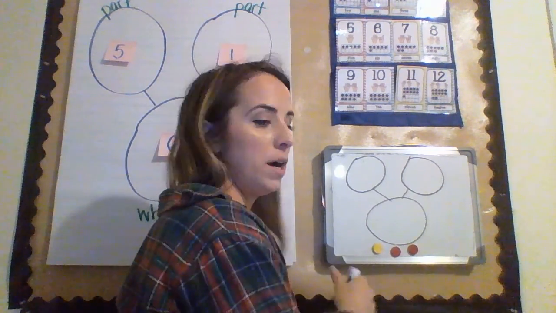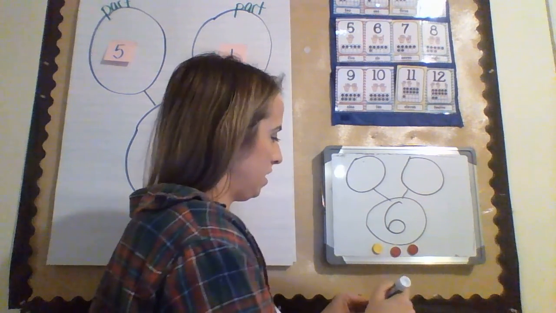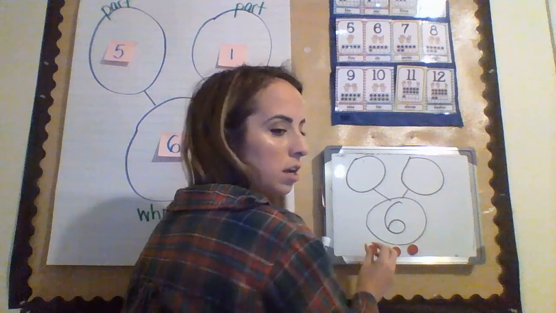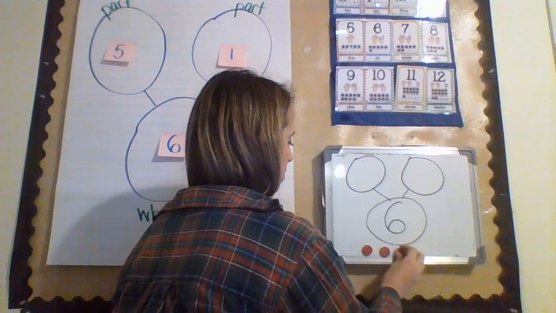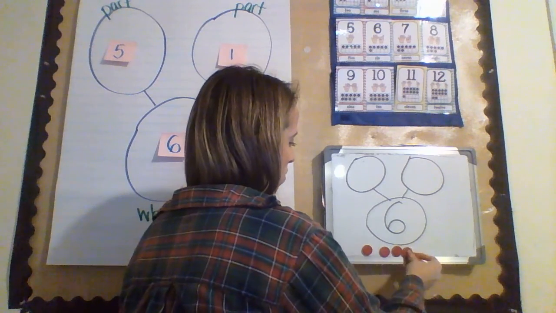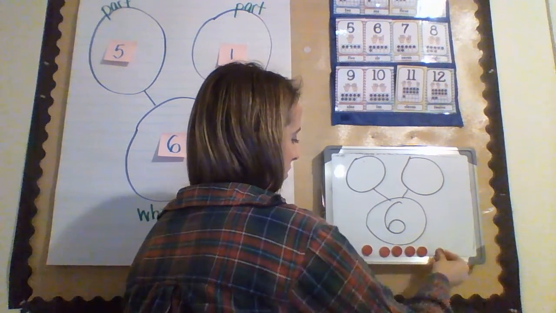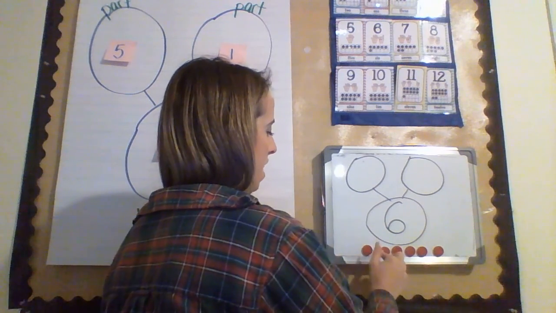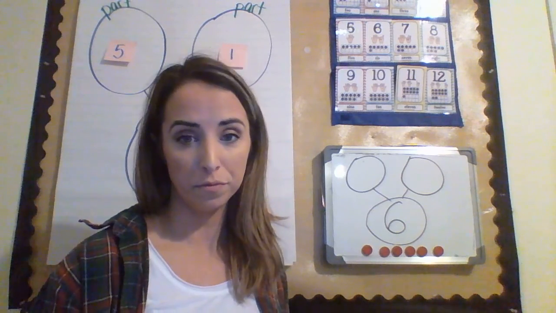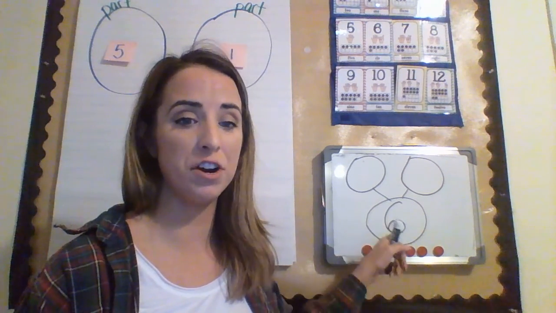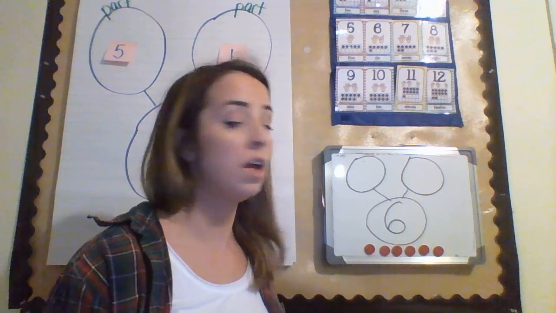Alright, your next number is going to be the number 6. So you need to add 3 more counters to the bottom, so it is 6. 1, 2, 3, 4, 5, 6. Make sure you have 6 counters at the bottom of your part whole. It should look just like this. You should have your number written in the circle, and you should have 6 counters on the bottom. All right, here we go.